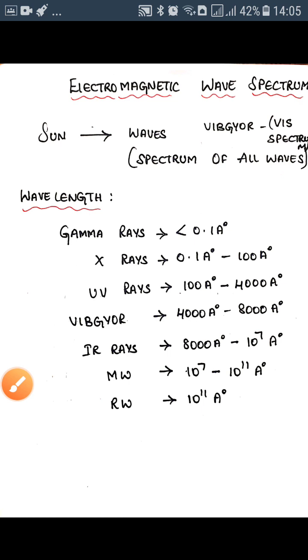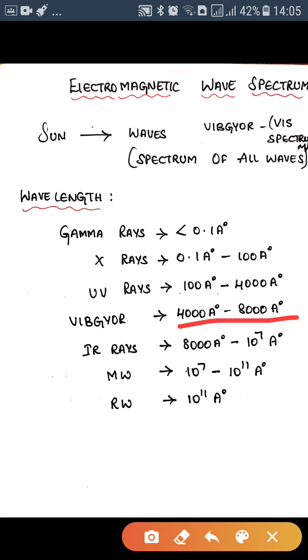Next, X-rays will be having 0.1 angstroms to 100 angstroms and UV rays will be having 100 angstroms to 4000 angstroms. VIBGYOR will be having 4000 angstroms to 8000 angstroms, that is about 400 nanometers to 800 nanometers. Next, IR rays range from 8000 angstroms to 10 to the power of 7 angstroms and microwaves range from 10 to the power of 7 to 10 to the power of 11 angstroms. Radio waves range above 10 to the power of 11 angstroms.